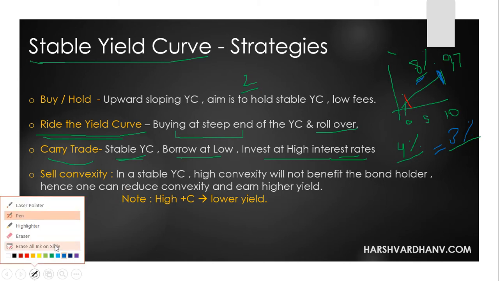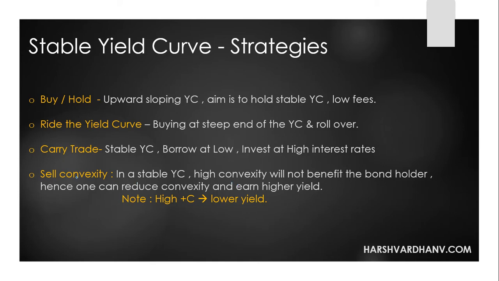The last one is a bit tricky, so let's understand the concept first. Sell convexity. In a stable yield curve, high convexity will not benefit the bondholder. Hence, one can reduce convexity and earn higher yield. Suppose you have a portfolio of five bonds, and the top four bonds are of low convexity, but this bond has high convexity. Now you know that convexity protects your downside if the rates go up, and gives you more profit when the rates go down.